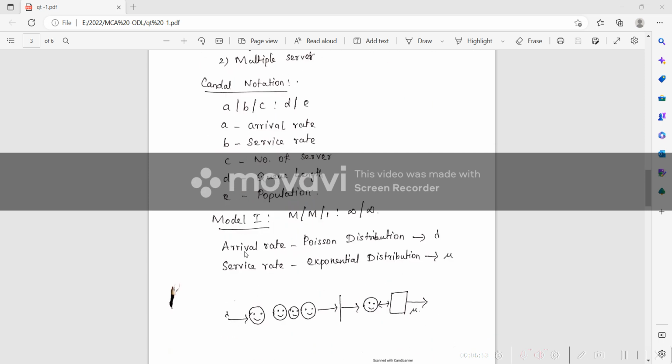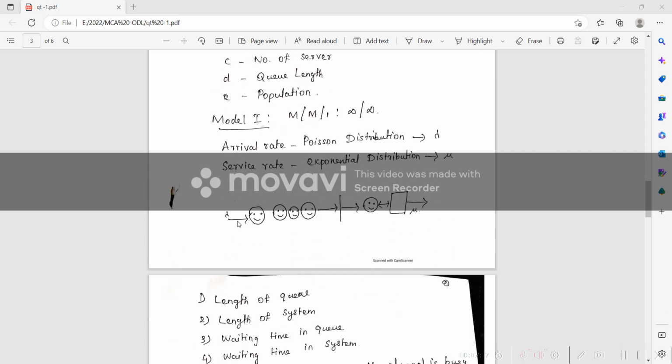To solve these kinds of problems, we should know the following terminologies. The first one is the arrival rate. We know the arrival rate follows the Poisson distribution and is usually denoted by the symbol lambda. Then the service rate follows the exponential distribution and is denoted by mu. This is the diagrammatic representation of our first model. Customers arrive in this way, and they form a queue in this line.